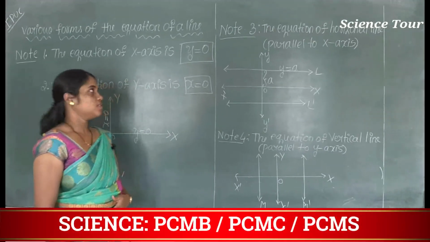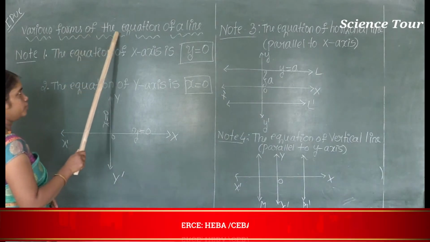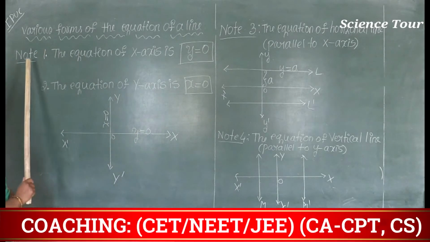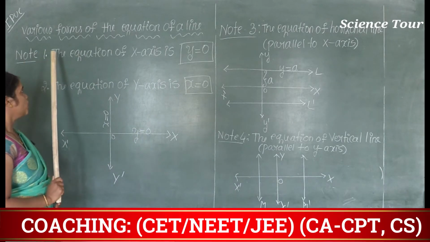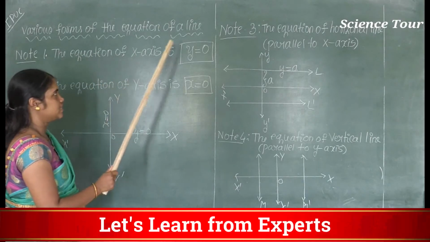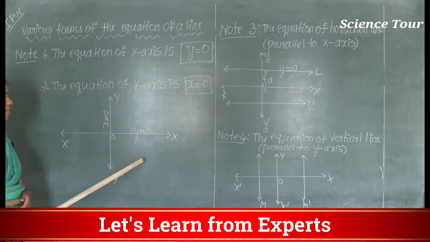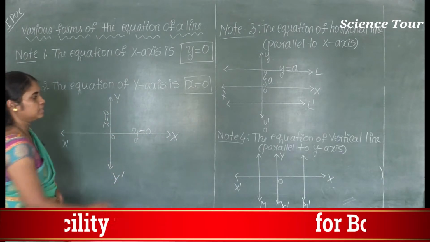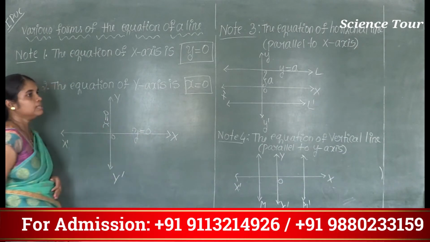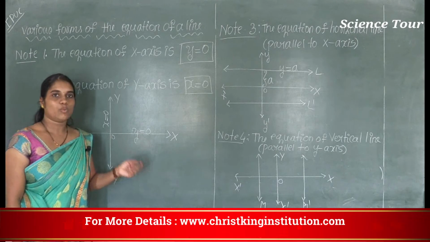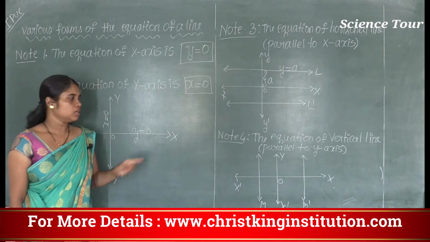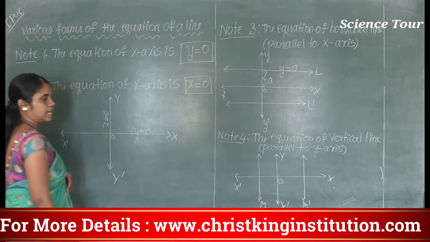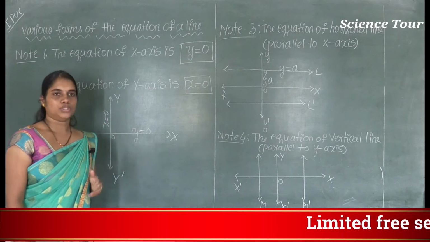Next concept: various forms of the equation of a line. Important concept. Here I will consider some notes. Note number 1, the equation of the x axis. See, here I have considered a coordinate system. X o x dash is your x axis. You know that on the x axis the y coordinate will be equal to 0, isn't it? So the equation of this x axis is given by y is equal to 0.